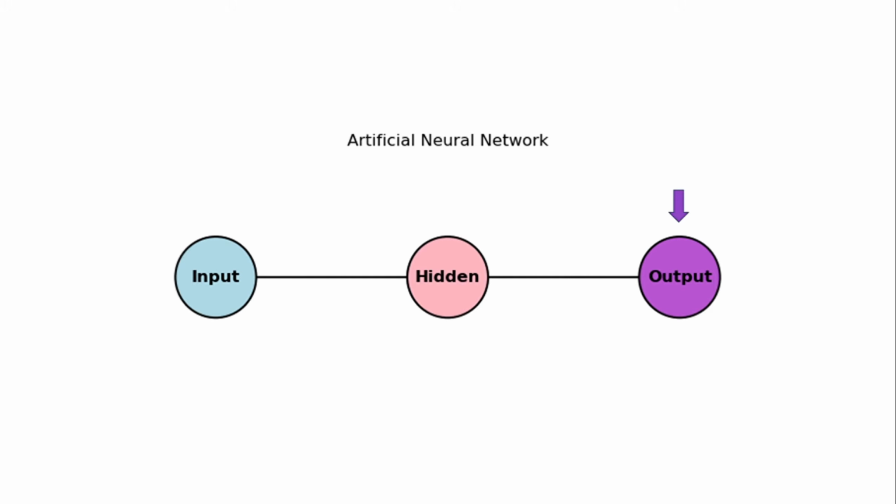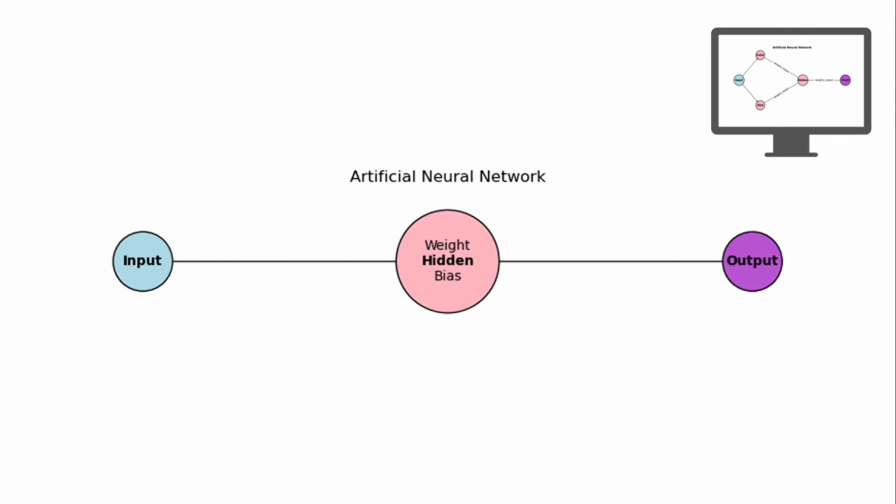Finally, the output layer. It produces the ultimate prediction or result. In our example, it determines whether the fruit is classified as an apple or an orange. The number of nodes in the output layer corresponds to the number of possible outcomes, with two nodes representing apple and orange in this case.